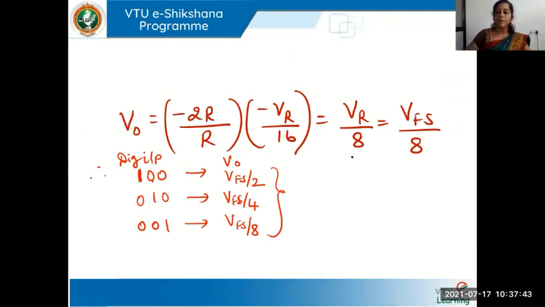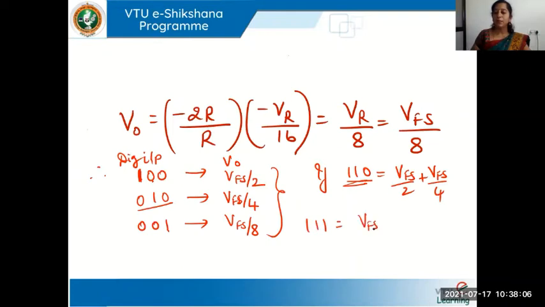So if the input is 110, the value will be VFS by 2 plus VFS by 4, because both these are high. You add these two, you get 110. It will be the sum of these two voltages, whatever you are going to get. Similarly, if you have 111, the voltage would be VFS by 2 plus VFS by 4 plus VFS by 8, like this. So the generalized expression for output voltage will be in the ratio.